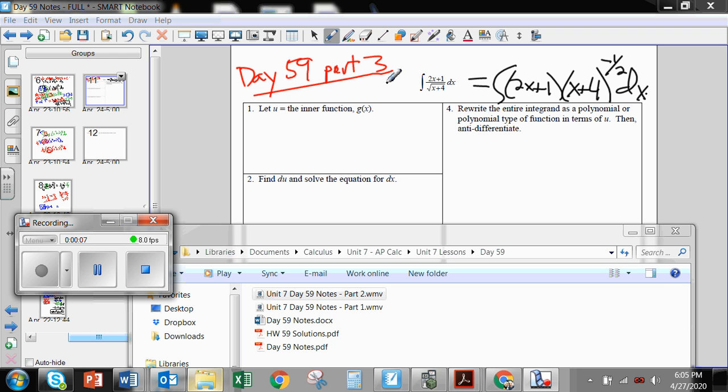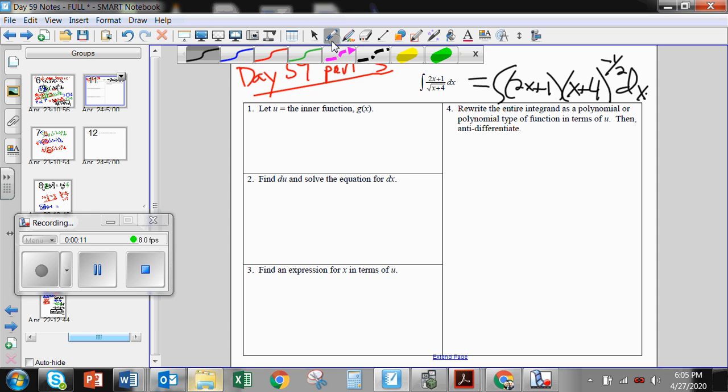I stopped at Part 2, so I was confused by that. First, I'm going to rewrite this instead of having a fraction with the denominator square root of x plus 4. I'm going to bring it up to the numerator, make it x plus 4 to the negative 1 half. Okay, so same thing. Find u, and we're going to find x in terms of u, and then we're going to find du and dx.